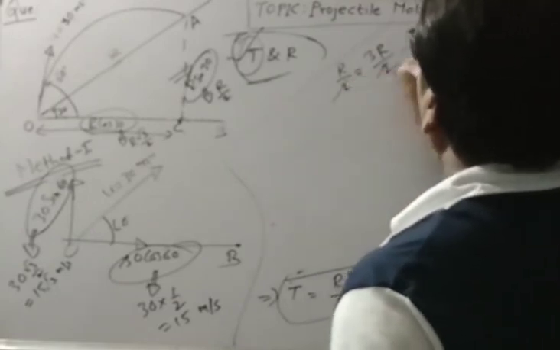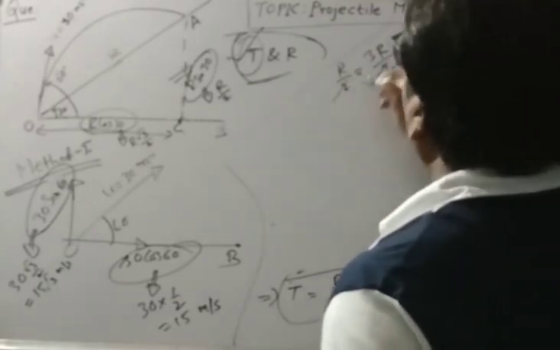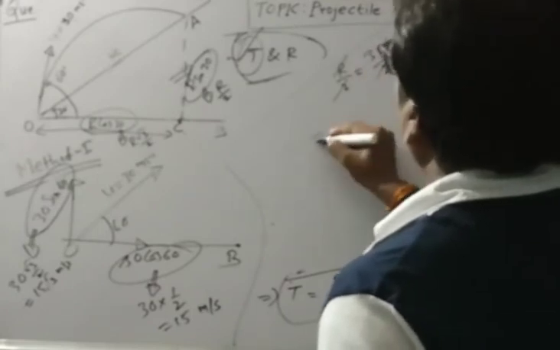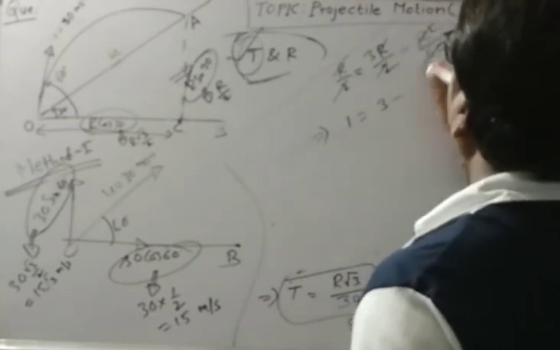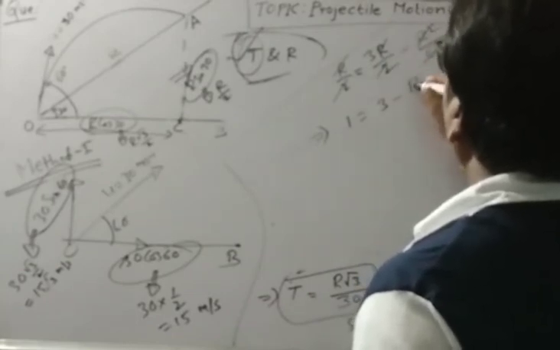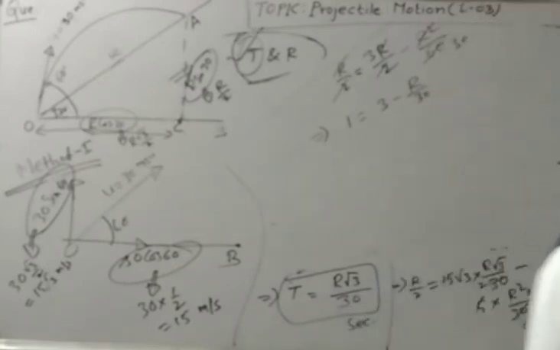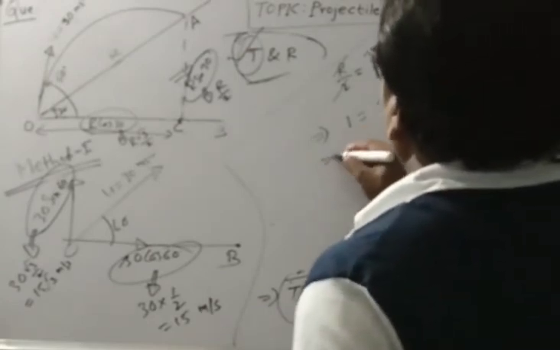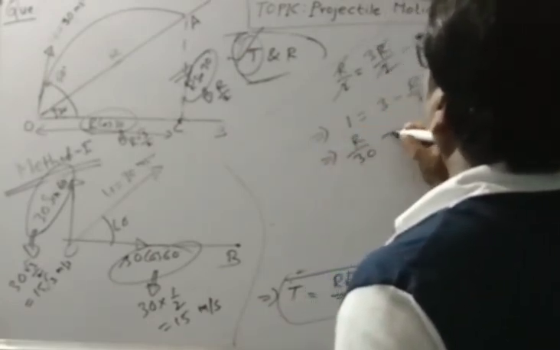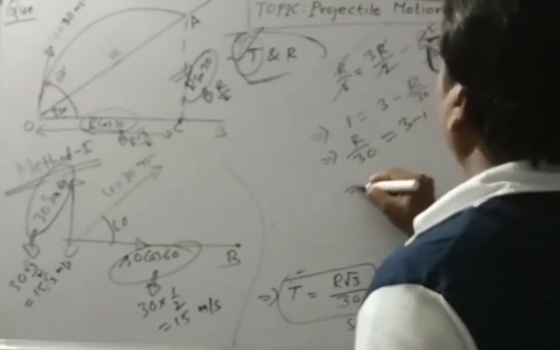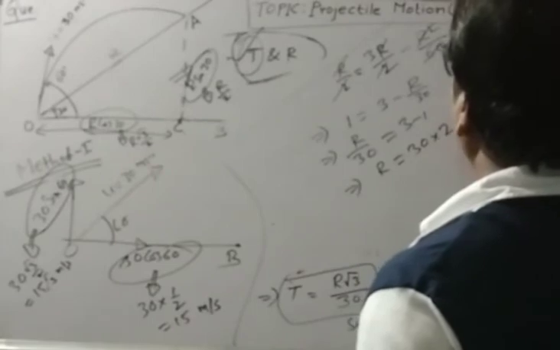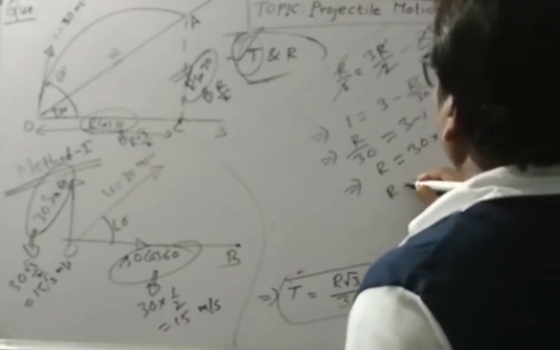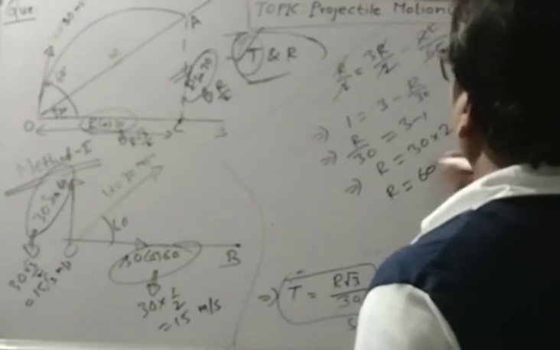So, this 2 and this will give you 30 and 1 r you can cancel. So, here this is 1 and this is 3 and minus here 1 r will be left, 30. So, finally, you can find r by 30 equals 3 minus 1, and r equals 30 into 3 minus 1, this is 2, then this is 60 basically.